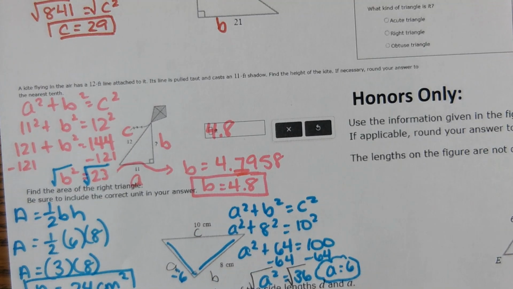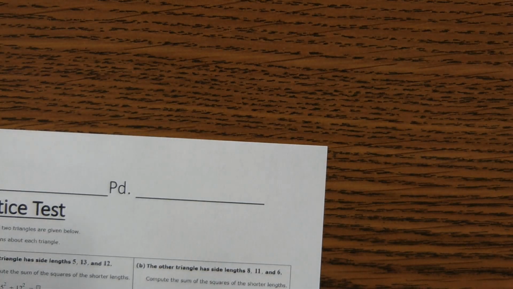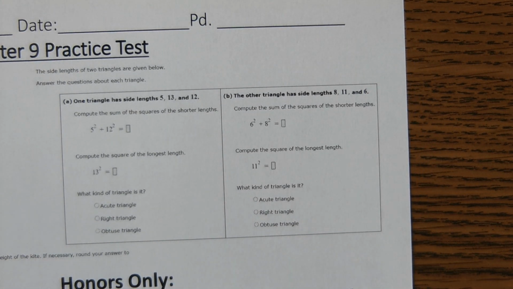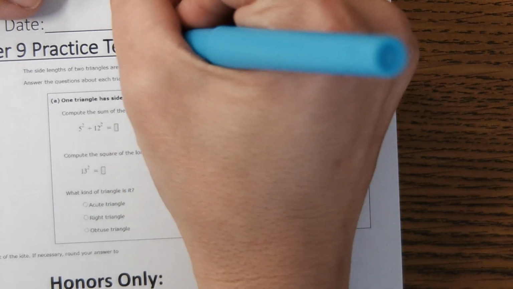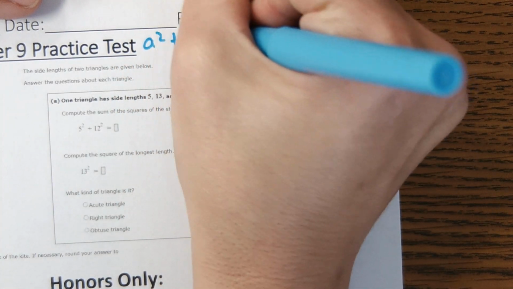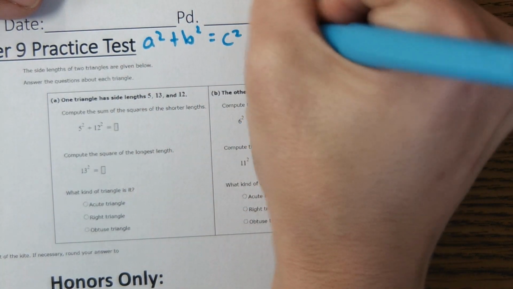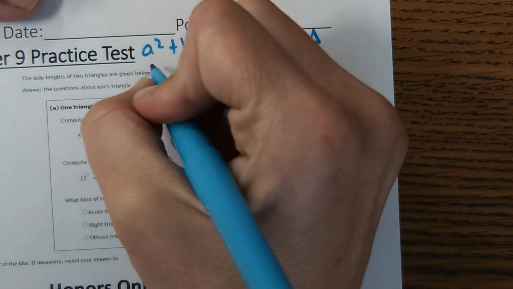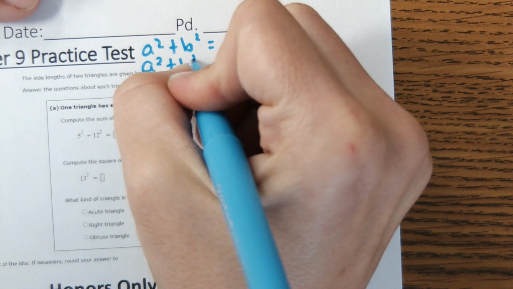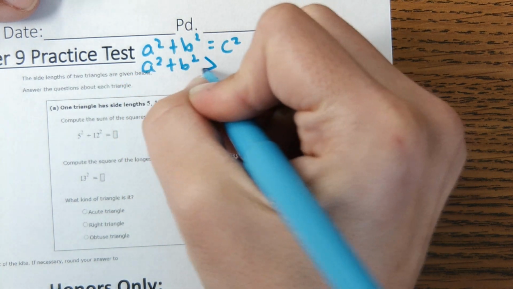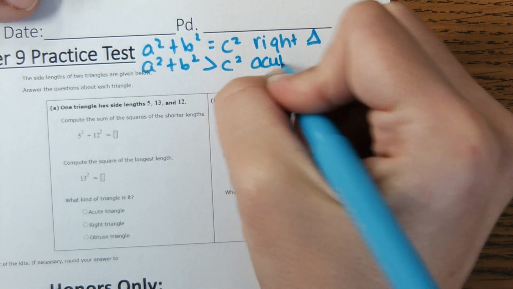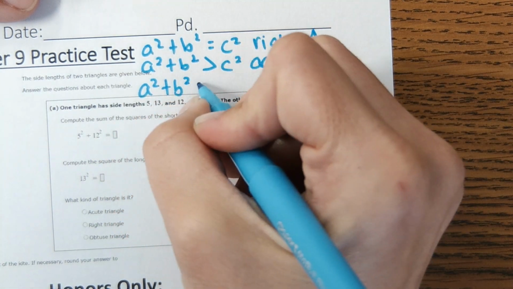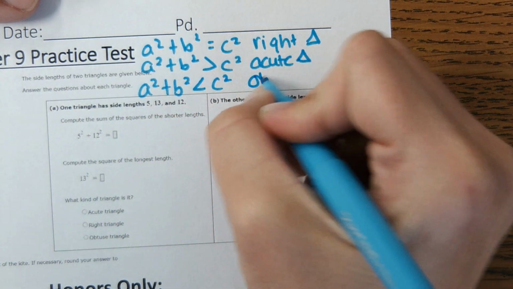Okay, next. Okay, so up here, this one right here still has to do with Pythagorean theorem. So for this problem here, a squared plus b squared, if it equals c squared, then we have a right triangle. A squared plus b squared, if it's greater than c squared, it's an acute triangle. And a squared plus b squared, if it's less than c squared, it's an obtuse triangle.